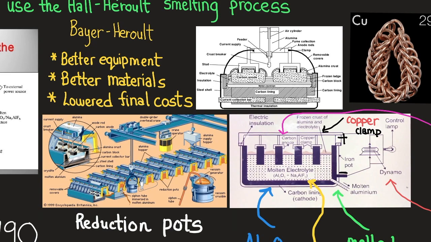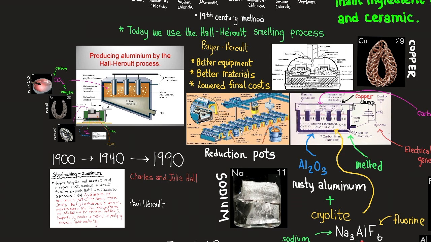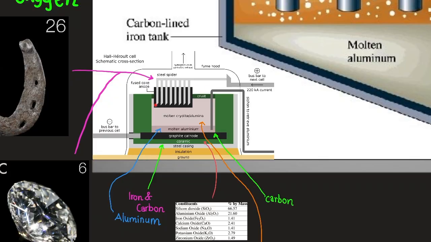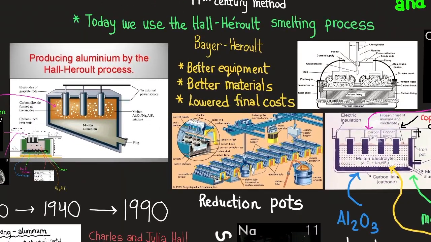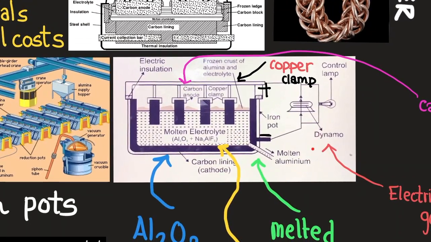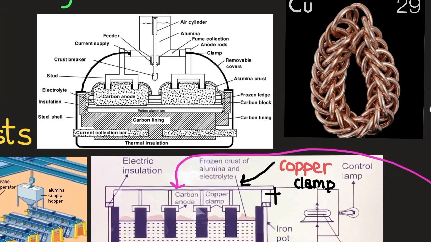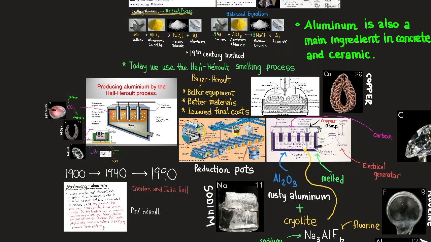So continuing on. The results of electrolysis are the deposition of molten aluminum at the bottom of the cell, seen here, and the evolution of carbon dioxide on the carbon anode.